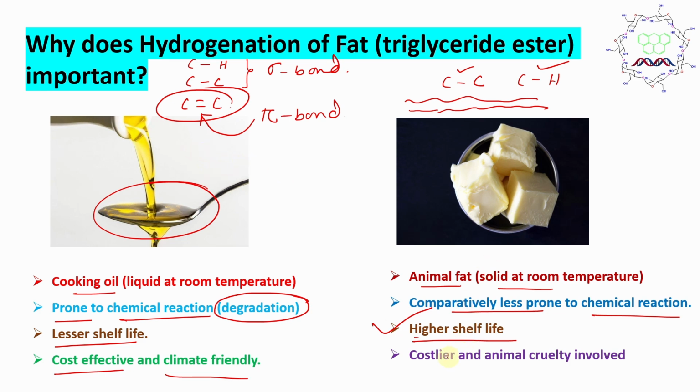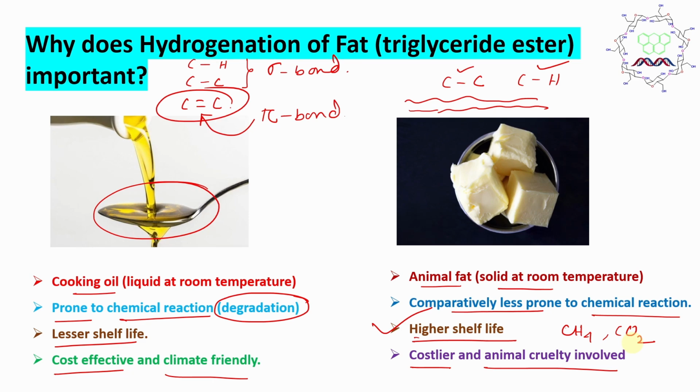But if you look at animal fat, it's costlier, animal cruelty is involved, and it is not that friendly for climate. Why? Because when you graze animals, for example cows or buffaloes, during their lifetime they consume a huge amount of water, point number one. Second point, they emit a huge amount of methane and carbon dioxide, both greenhouse gases. So from that perspective it is also not good. So this is the thing.